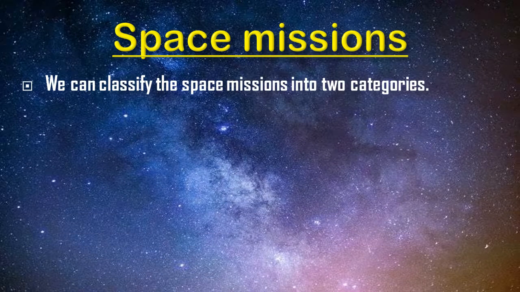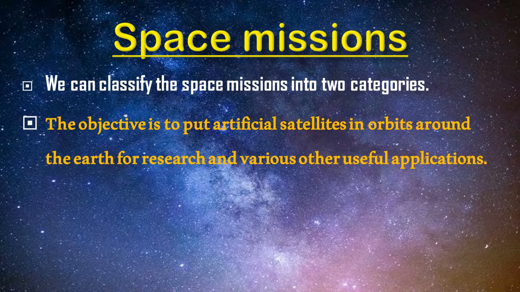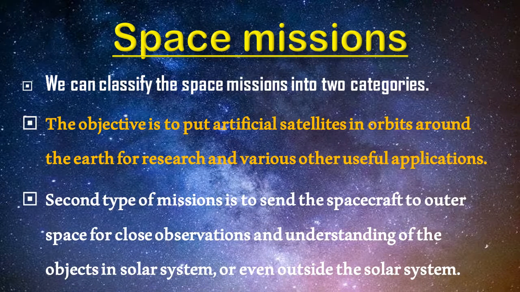Alright, so we can classify the space missions into two categories. In one type of mission, the objective is to put artificial satellites in orbit. So in the previous slide, we have seen the orbit, which I have mentioned with the yellow colored circular orbit. So in orbits around the earth for research and various other useful applications. And the objective of the second type of space mission is to send spacecraft to outer space for close observation and understanding of the objects in our solar system or even outside the solar system also. So these are the two main objectives of space missions.